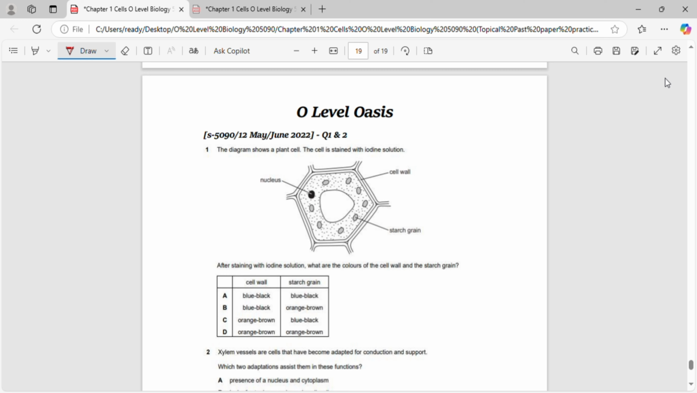In contrast, starch grains turn blue-black when treated with iodine, as iodine binds to the helical structure of starch molecules, producing this distinctive coloration. Therefore, the correct answer is C, as the cell wall remains orange-brown, while the starch grains turn blue-black after staining with iodine solution.